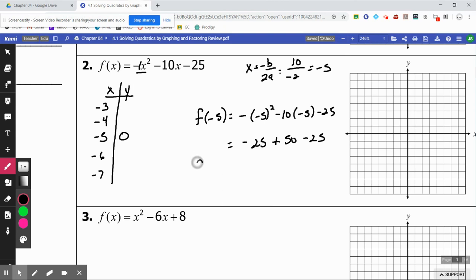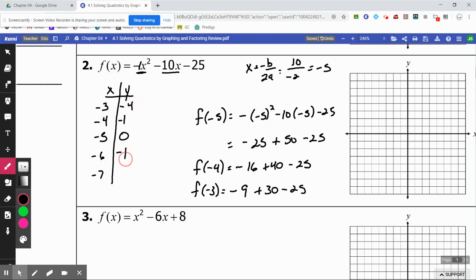Let's find f of negative 4. Again, we're going to square first, then take the negative. So leave the negative and square the negative 4, which gives you 16. Negative 10 times negative 4 is a positive 40, minus 25. That's negative 41 plus 40, which is a negative 1. And finally, let's plug in f of negative 3. Leave the negative, and then square the negative 3, which gives you a 9. Negative 10 times negative 3 is a positive 30, minus 25. That's negative 34 plus 30, which is a negative 4.